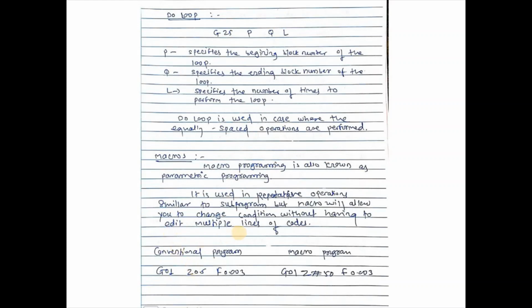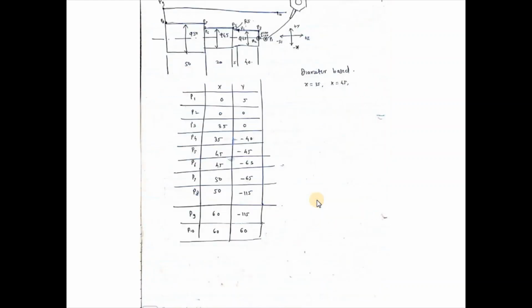You can see here this is the conventional program code: G01, which is linear interpolation, Z 0.5 and a feed rate. In a macro program you can write it like G01 Z #50, so you can change the program easily with just one code or one value. This is the use of the macro.